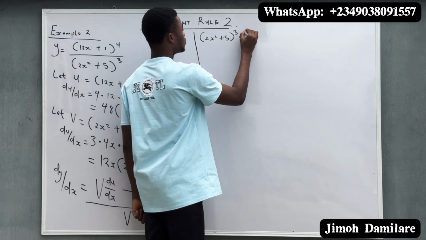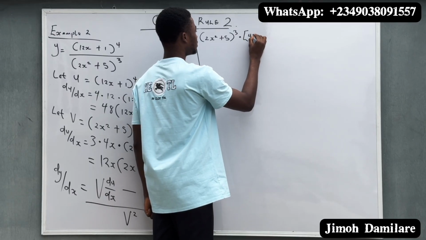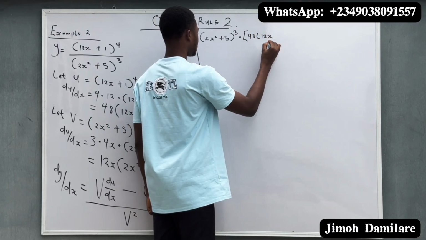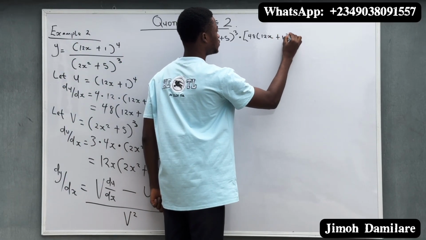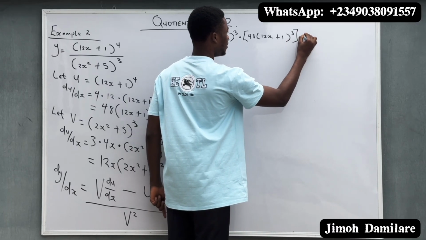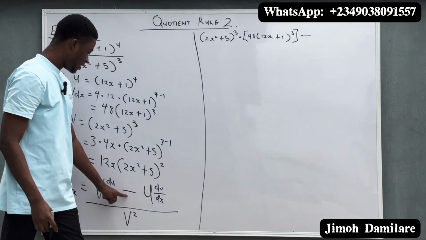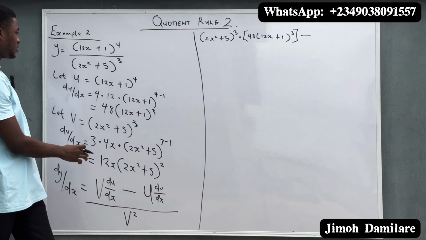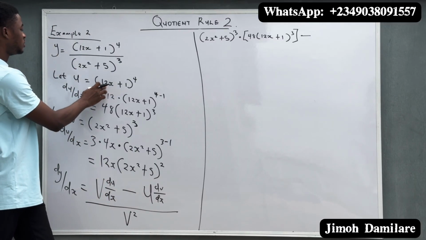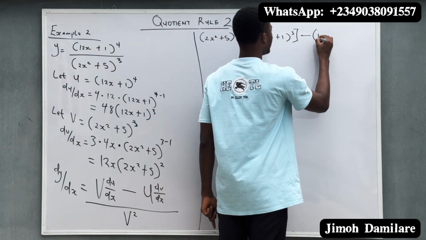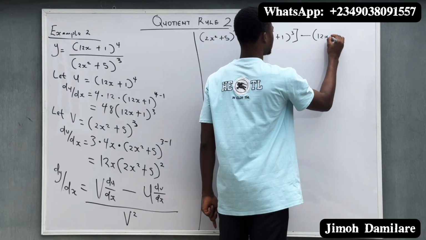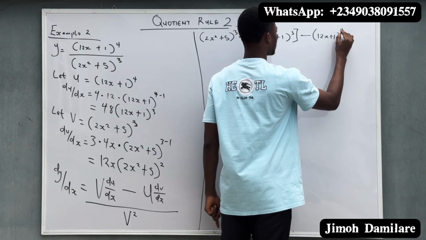So we can put that in a square bracket. So we have 48 open bracket 12x plus 1 raised to power 3 minus. So this is the minus. So what is our u? Our u in this case is what? So our u is 12x plus 1 raised to power 4.